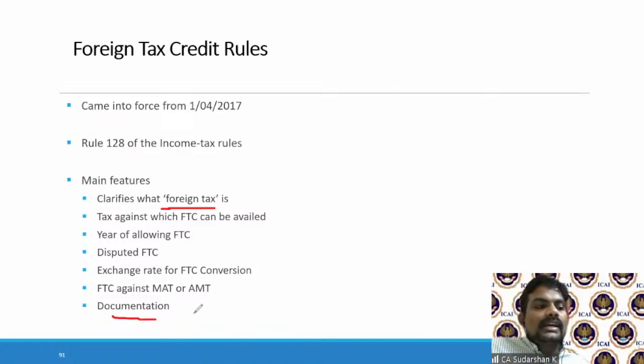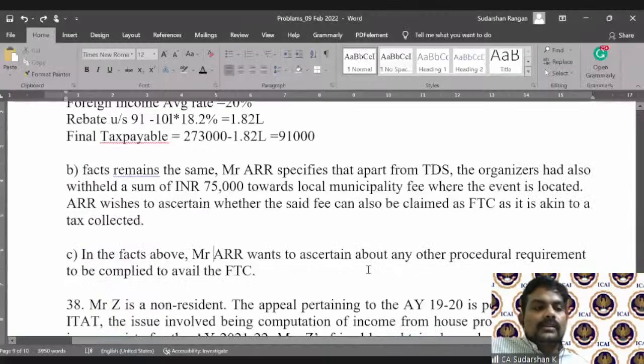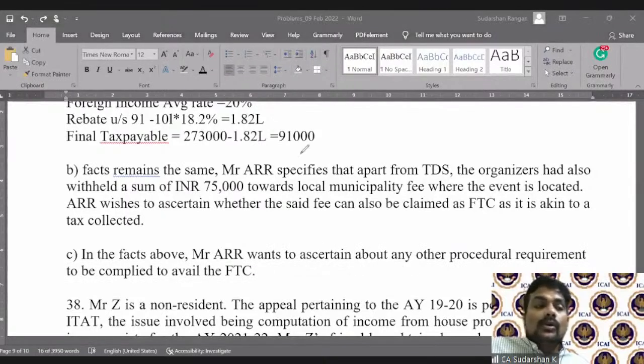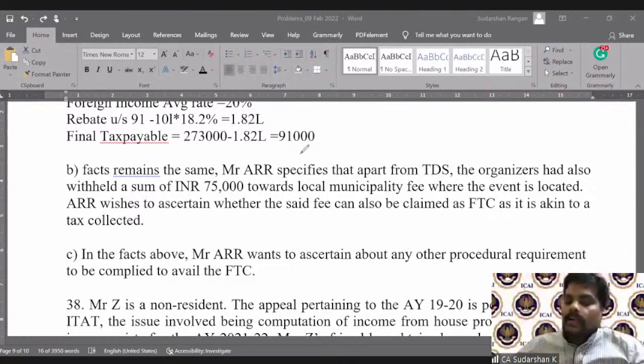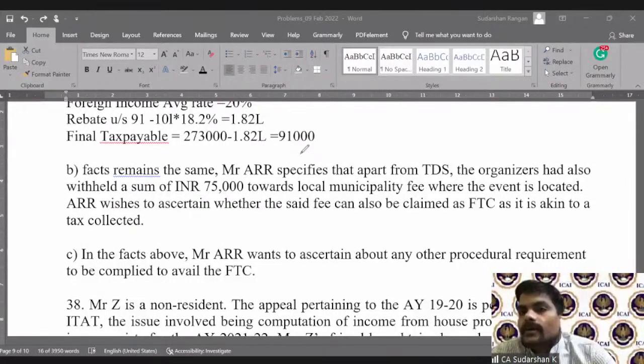One other important aspect is the last part of question C. What is the other procedural requirement? Now, you need to file a form called Form 67 in order to claim foreign tax credit along with the return of income. So the government says, in order to claim foreign tax credit, the taxpayer has to file Form 67 that will specify a lot of details as to what is the nature of income, what is the tax suffered there, what is the tax withheld, the tax paid, all those details in Form 67, which you can also have a look at from the income tax website.